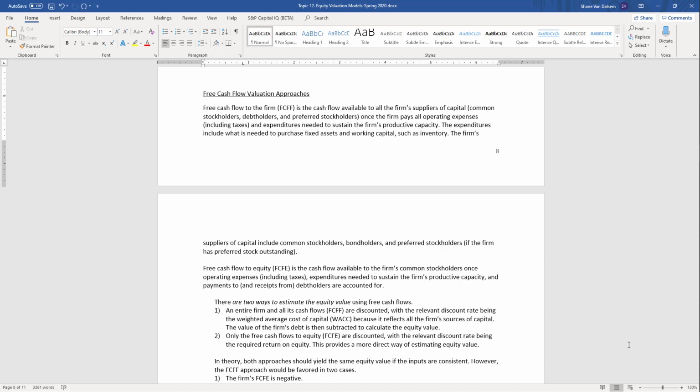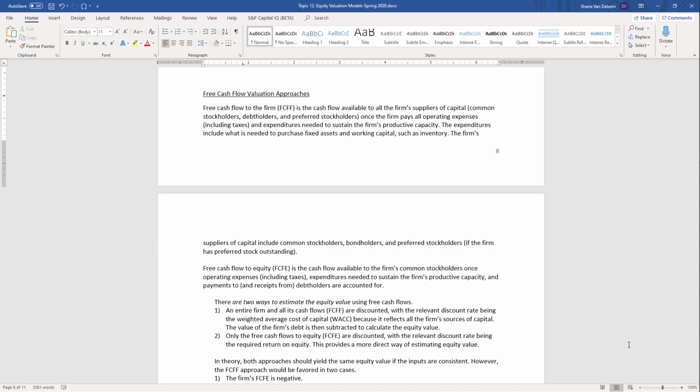The free cash flow to equity is the cash flow available to just the firm's common stockholders, so not all of the investors. Once operating expenses, including taxes, expenditures needed to sustain the firm's productive capacity, and payments to and receipts from debt holders are accounted for. And this also includes any debt that is issued during the year. We consider that to be a net debt issued. In other words, if the company, for example, issued $500 million in debt, so they received $500 million in cash, but paid off $400 million in debt, the net debt issued would be $100 million. And this would actually show up as a cash flow available to equity holders.